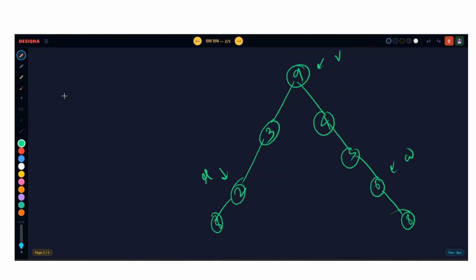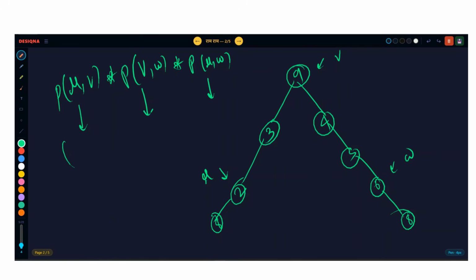So if this is the tree, this is node U, this is node V, this is node W, how will you calculate P of U comma V multiplied by P of V comma W multiplied by P of U comma W? This thing should be a perfect square. So I will open the Google chat. You guys have to tell me the three values.